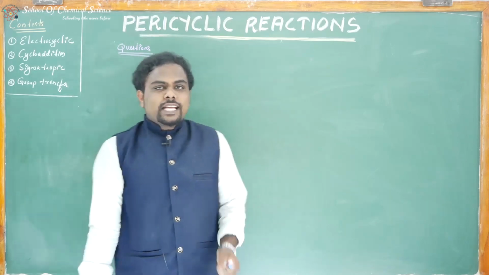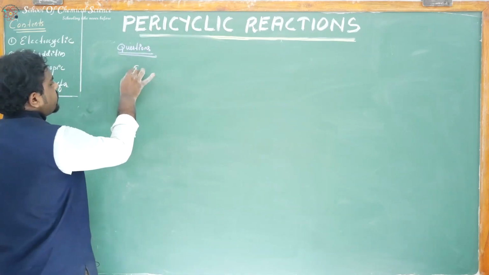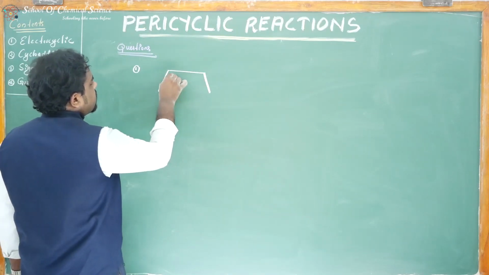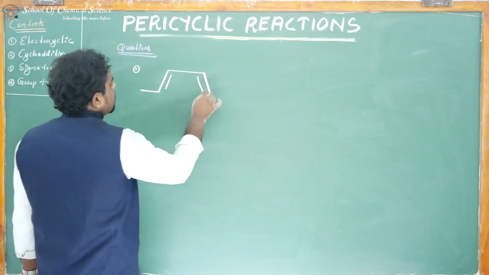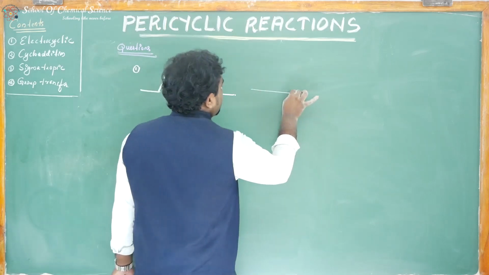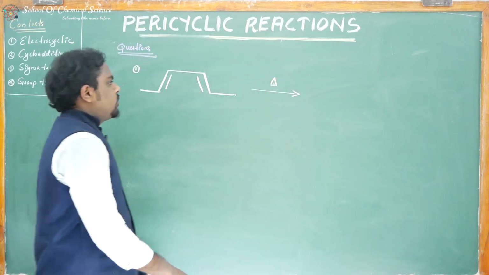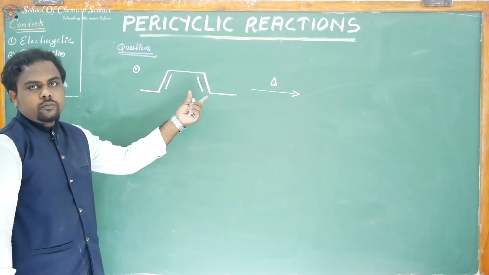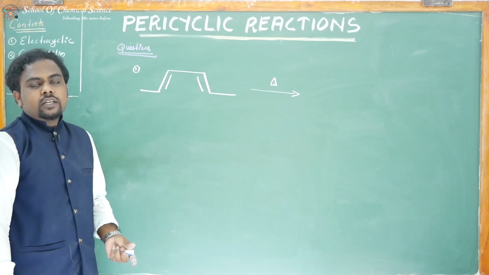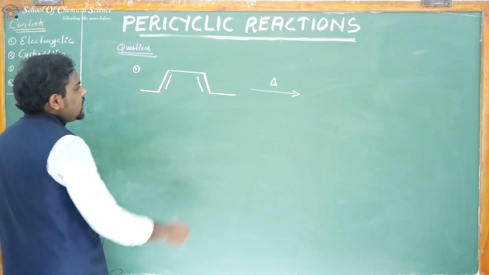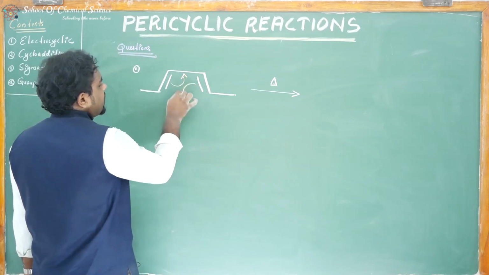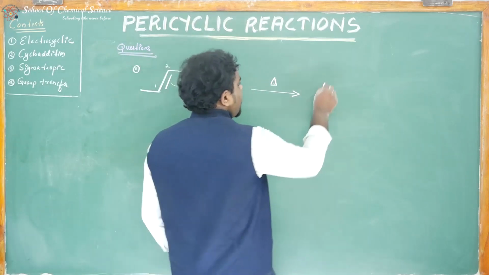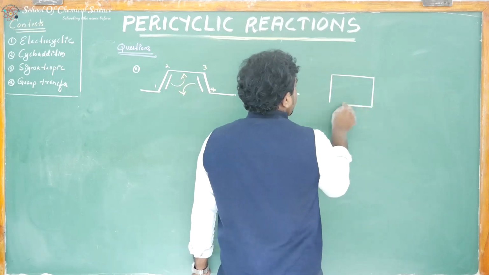Okay, moving to some questions. First question. Thermal condition. What is the product? This is a 4n system, substituted 1,3-butadiene. After electrocyclization, you will get a product like this. So 1, 2, 3, 4. A 4-membered ring is the product.